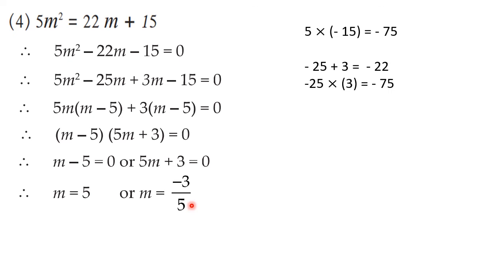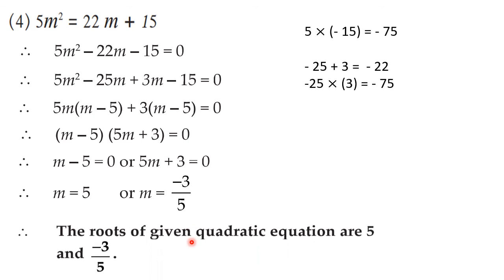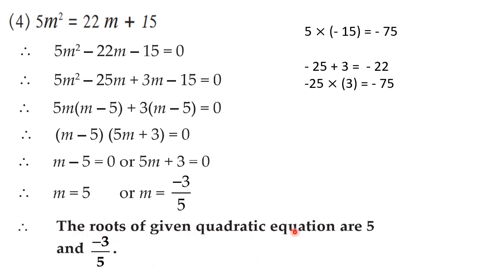One more observation you can make is that whenever you have a number other than 1 in place of a, or wherever the coefficient of the first term is other than 1, one root is always a fraction. One root is an integer, but the other root is a fraction because of the coefficient of the first term, a other than 1. So for this particular equation, we have two roots as 5 and minus 3 upon 5. That is your final answer. The roots of the given quadratic equation are 5 and minus 3 upon 5.